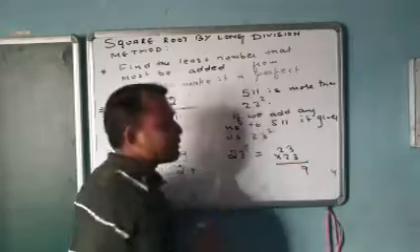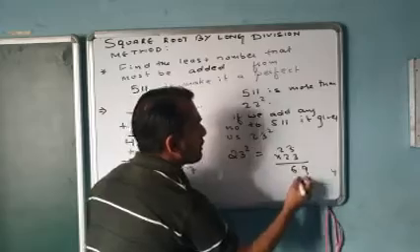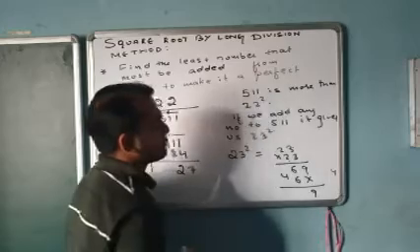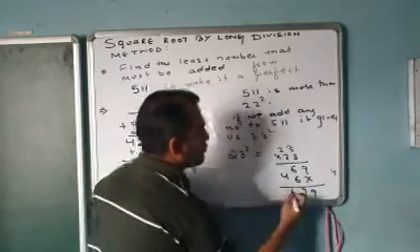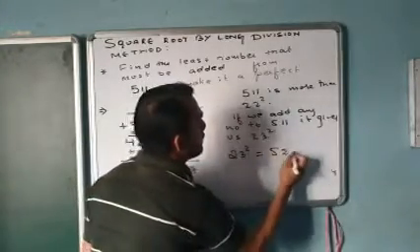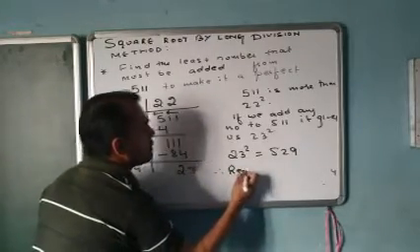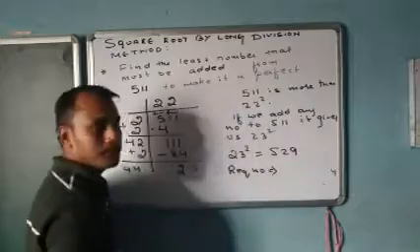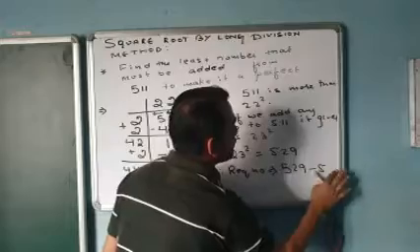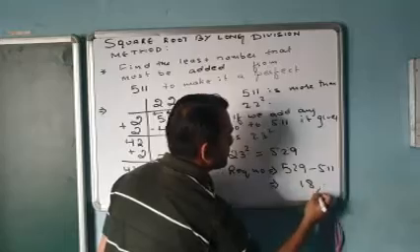3 3s are 9. 3 2s are 6. Again, 2 3s are 6. 2 2s are 4. So 9, 2, 5. So what is that? The square of 23 is 529. So therefore, what is the number to be added? So the required number will be 529 minus 511. This will be equal to 18.